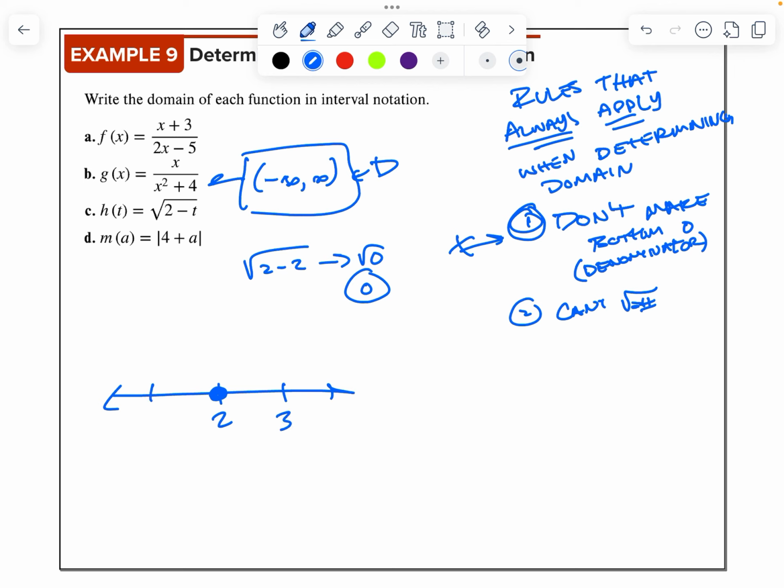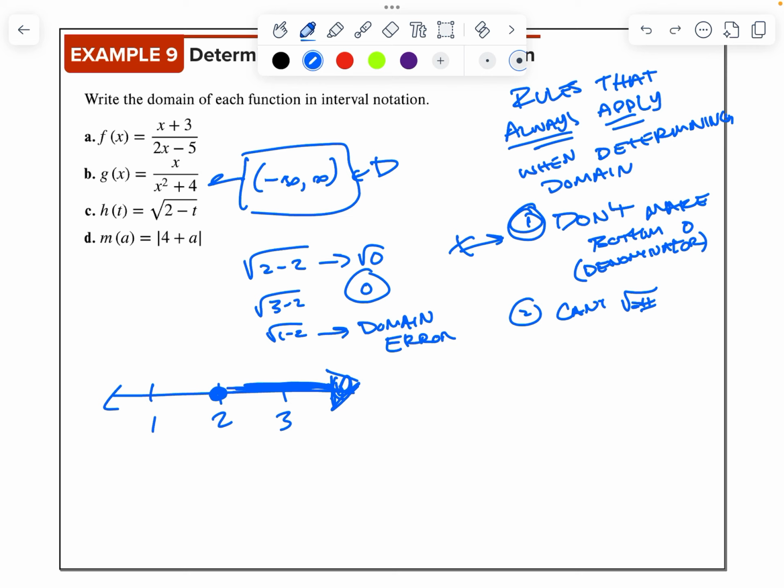You can just check some numbers around it. If I put 3 in, if I do the square root of 3 minus 2, in the calculator I get 1. That's fine. If I check any number on the left, if I put a 1, square root of 1 minus 2, in your calculator you get exactly what you expected. Domain error. And that means this is not included, right? We cannot include that number.